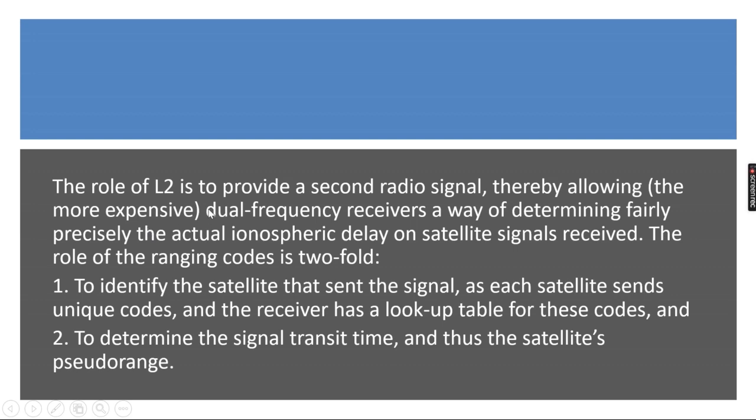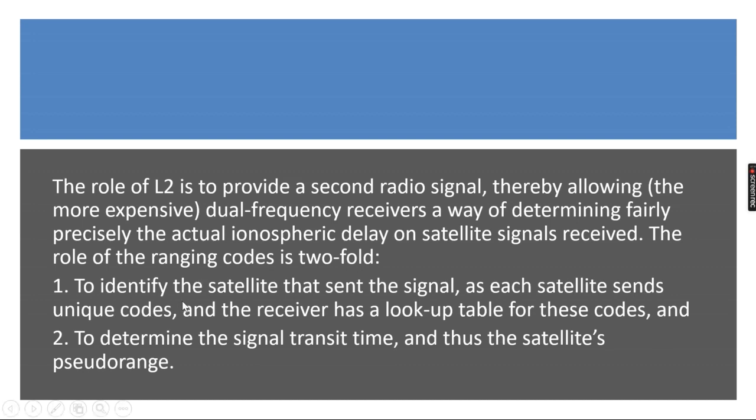The role of L2 is to provide a second radio signal, thereby allowing the more expensive dual frequency receiver a way of determining fairly precisely the actual ionospheric delay on the satellite signal received. So basically, if any ionospheric delay is there, that is also taken care of by the L2 signal.